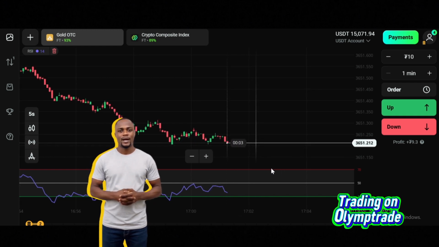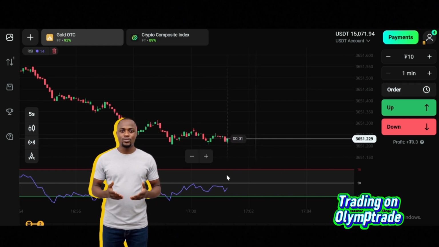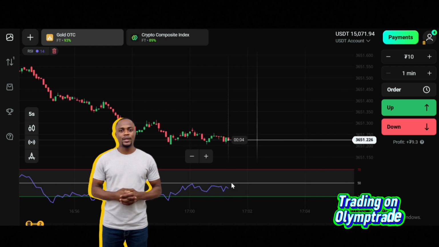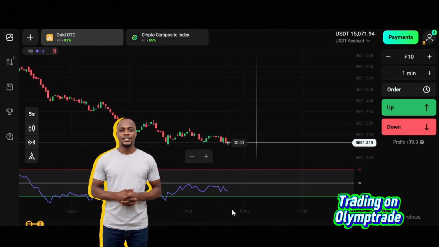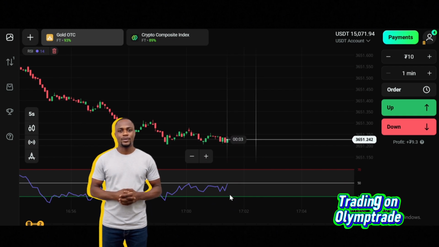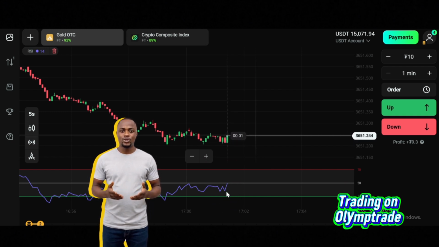Up trade, buy. Wait until RSI goes below 30, oversold. Then wait for it to start moving upward, crossing back above 30. This indicates that selling pressure is weakening and buyers may take control. That's your entry for an UP trade.